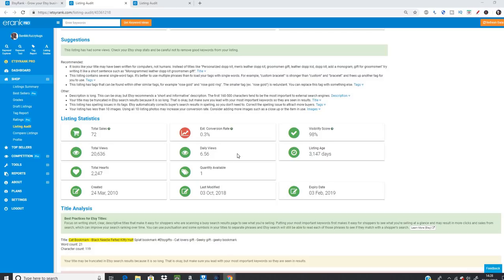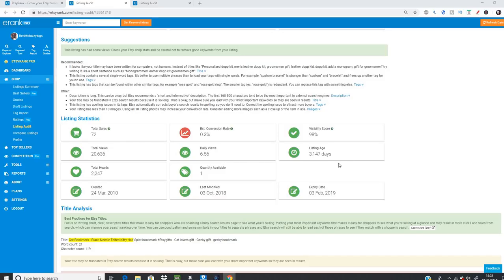If you're driving more views than them, then you have a better chance of ranking, or a good chance. Nothing's guaranteed, but you've got a good chance of ranking if you're driving some good daily views.